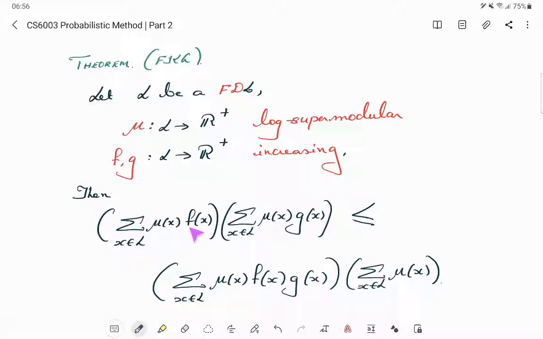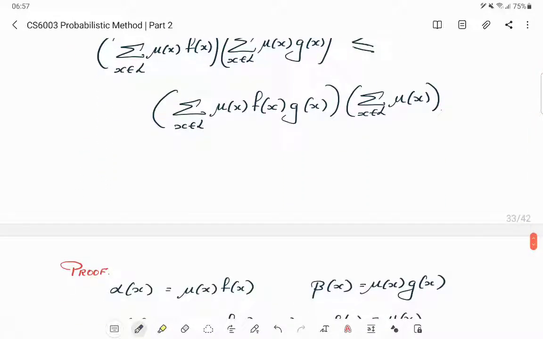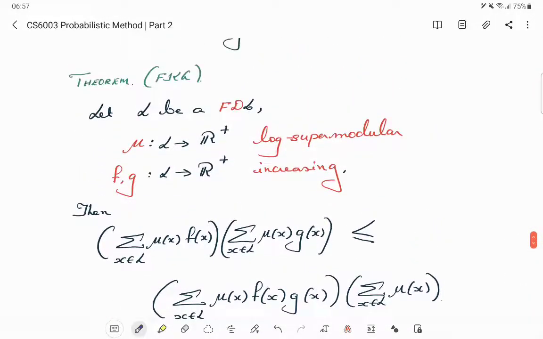By weighted, I will always mean weighted by mu. So the weighted average of f over the whole of L, times the weighted average of g, is upper bounded by the weighted average of the function fg times the total weighting. Most of the time, to remember this, it is convenient to normalize mu. But before stating the compact version, because the proof essentially gives you this version, let's first see the proof.